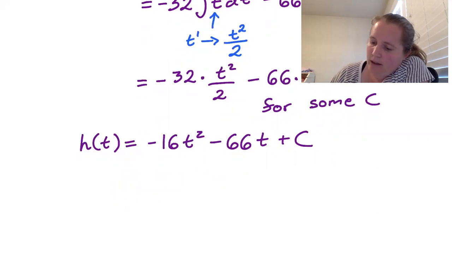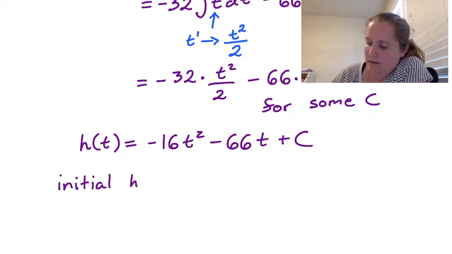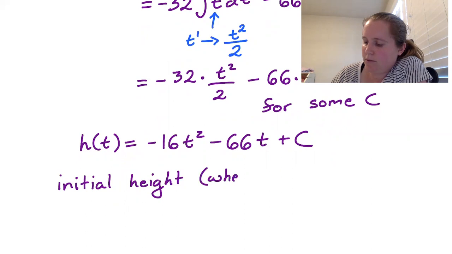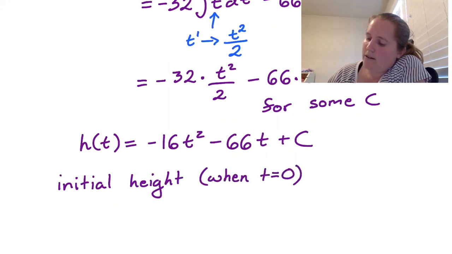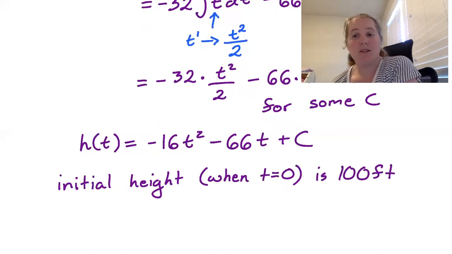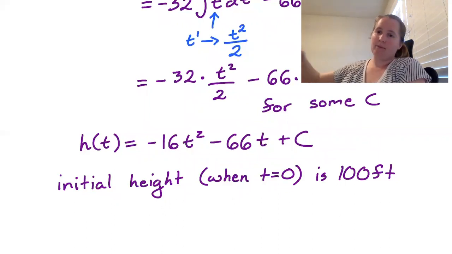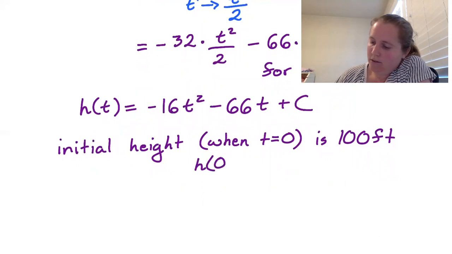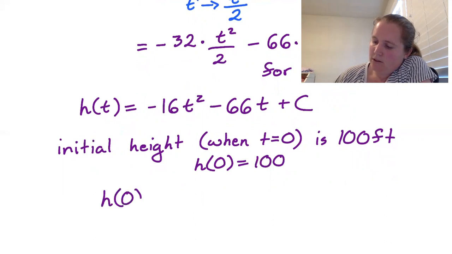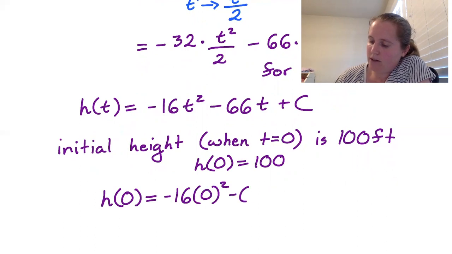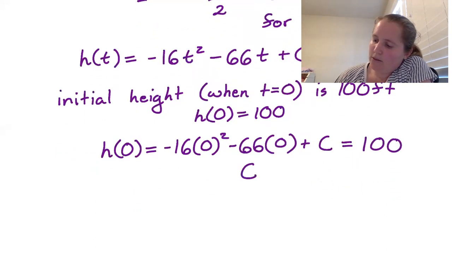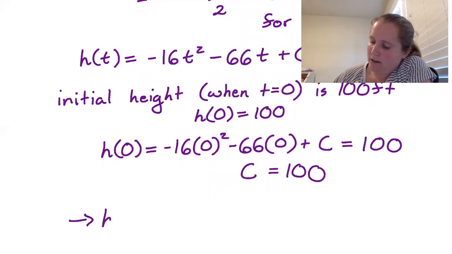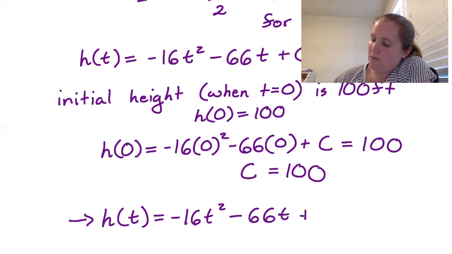And then we know that the initial height, right, when t equals 0, is 100 feet. Presumably the ball is just thrown right from the top of the building. So whether someone's laying down on the top of the building, they throw it downward right from that 100 feet. And so what we have then is h of 0 equals 100. And so we have h of 0 is negative 16 times 0 squared minus 66 times 0 plus c is equal to 100. And so we get c is equal to 100. And therefore, h of t is equal to negative 16t squared minus 66t plus 100.